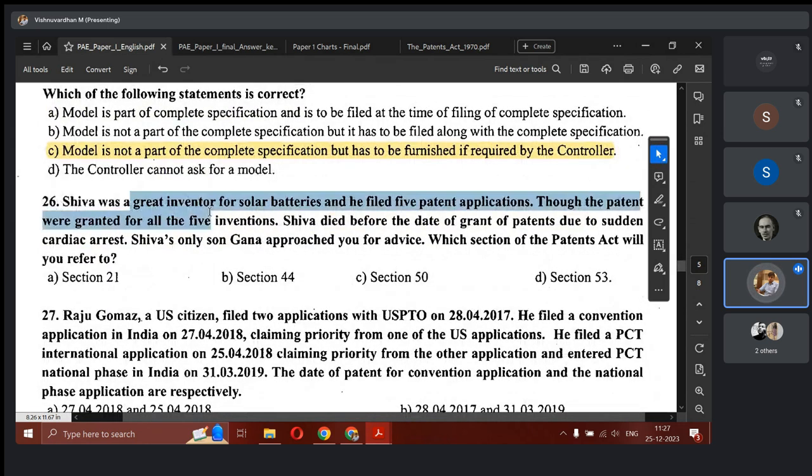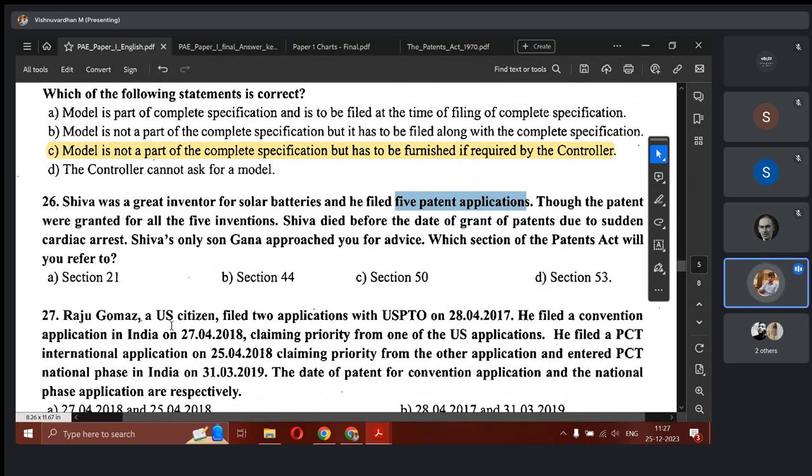Shiva was a great inventor for solar batteries and he filed 5 patent applications. Superstar. Then, though the patents were granted on all the 5 inventions, Shiva died before the date of grant of patents due to sudden cardiac arrest. Okay. Shiva's only son, Gana, approached you for advice. Which section of the Patents Act will you refer to?